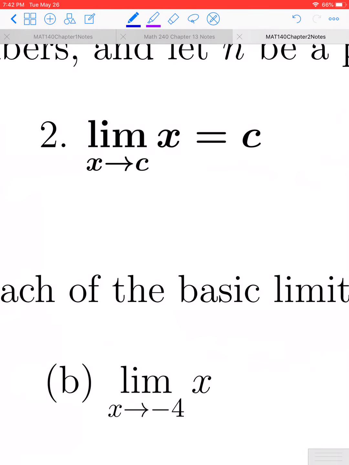The limit as x approaches c of x will be equal to c. This is one of those ones where it's very well behaved. The function f of x equals x is one of the nicest ones you can have. It's the identity function. Everywhere you see an x, you can replace it with c, and that will give you your limit.